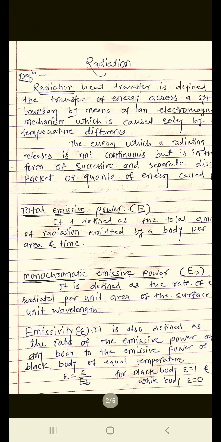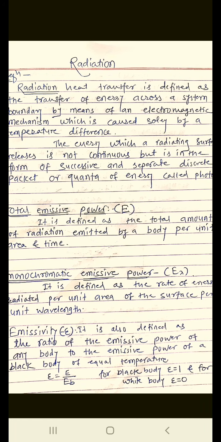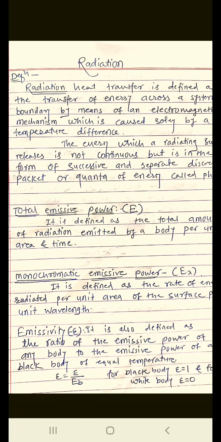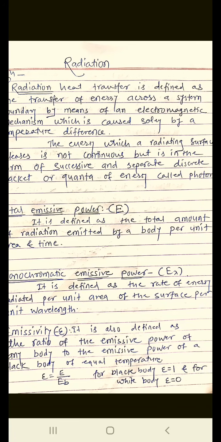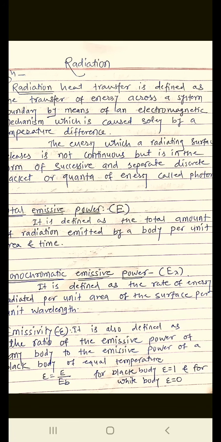Now the next term is emissivity. Emissivity is shown as epsilon. It is defined as the ratio of the emissive power of any body to the emissive power of a black body at equal temperature. So emissivity epsilon is equal to E upon E_B, where E is the emissive power of the surface and E_B is the emissive power of a black body. For a black body, emissivity is 1 and for a white body, emissivity is 0.